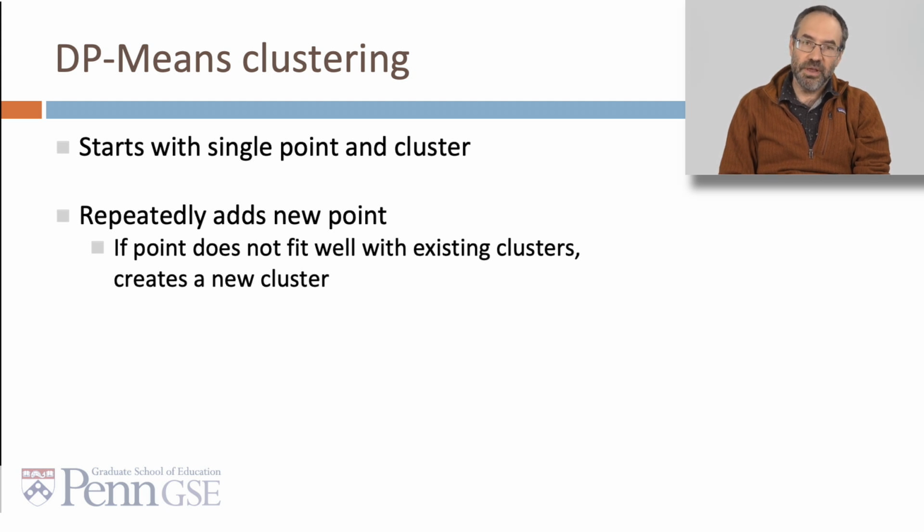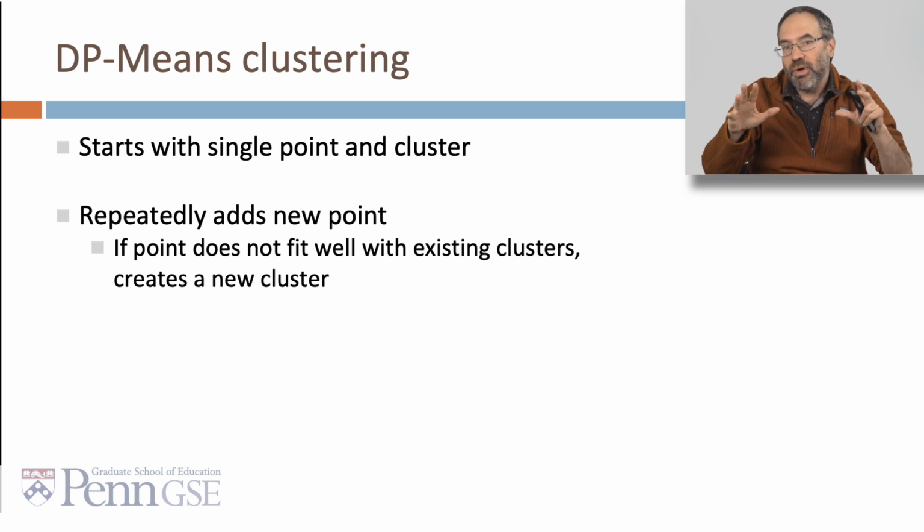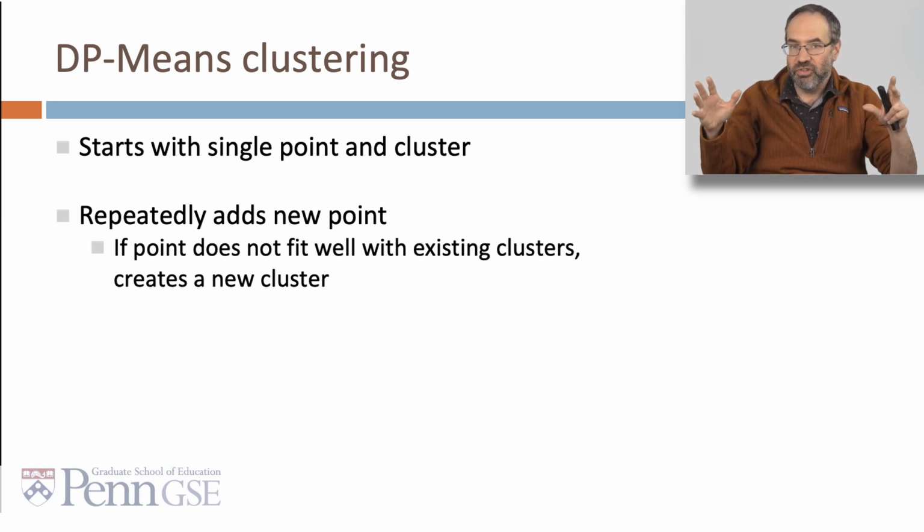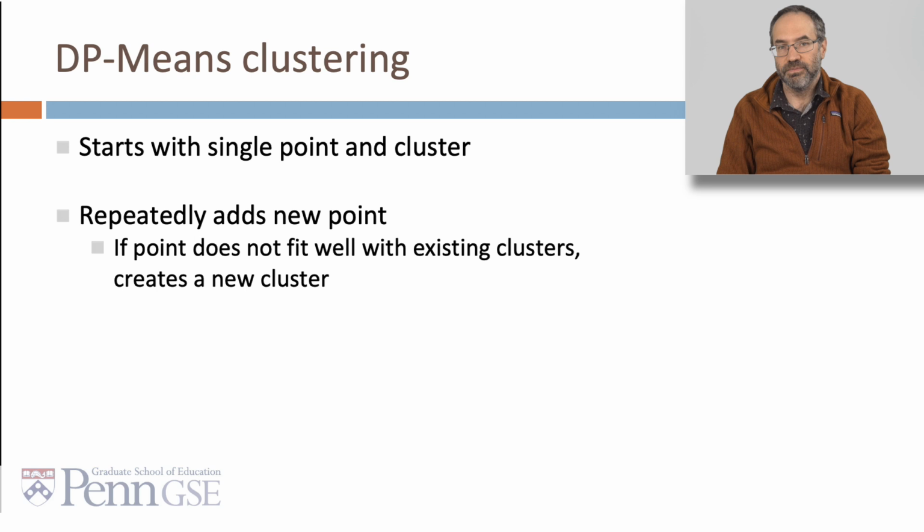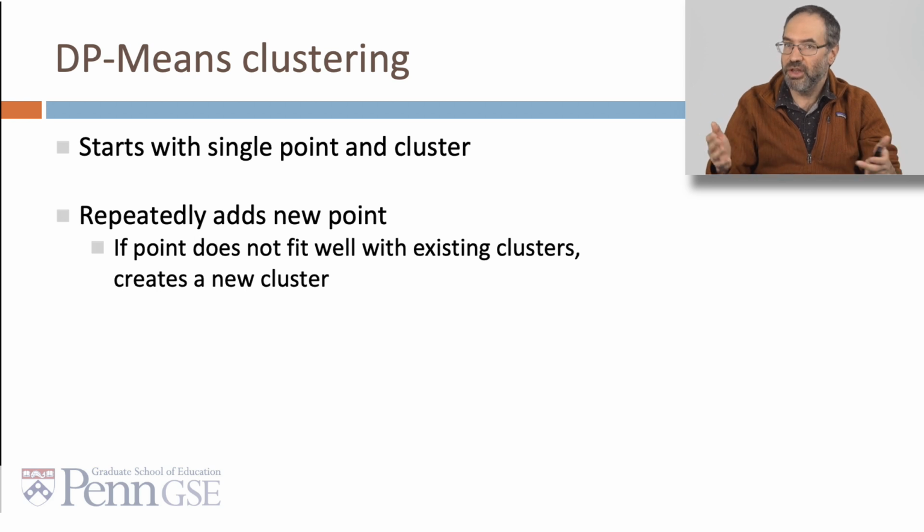There's also DP means clustering, which starts with a single point in a cluster and repeatedly adds each new point. And if the point doesn't fit well with any of the existing clusters, it gets its own new cluster. And it just repeats that iteratively until all points are in a cluster or outliers.